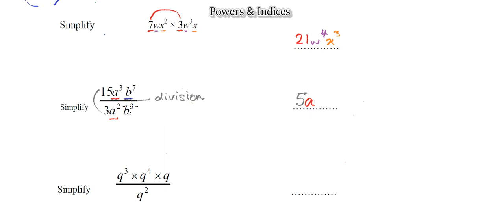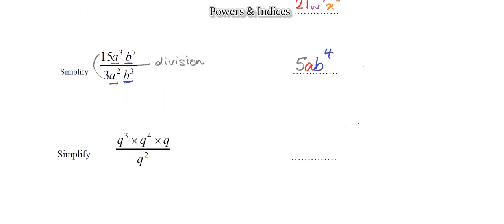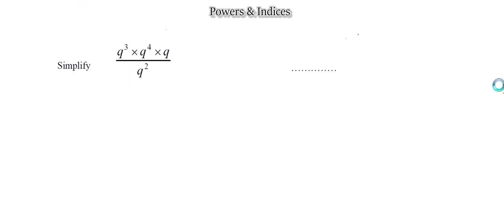Now looking at the next one, B. B to the power of 7 divided by B to the power of 3. So B goes as it is, and my powers will subtract. 7 take away 3, that's 4. So very nice and easy. If you think you have understood it, I've got the last one here. Go ahead and try to do that one yourself.